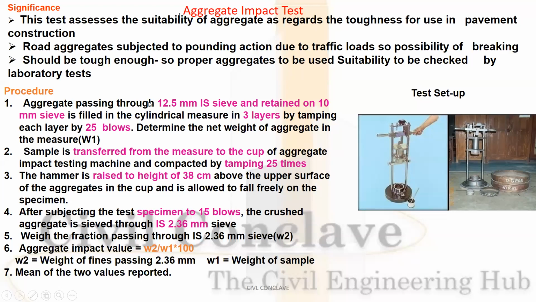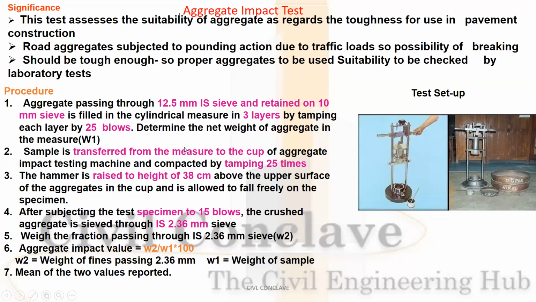Aggregate impact test. The significance of the test is to assess the toughness of aggregates for use in pavement construction. Road aggregates are subjected to pounding action due to traffic load, so there is a possibility of breaking. They should be tough enough, so proper aggregate must be checked by the laboratory test procedure.